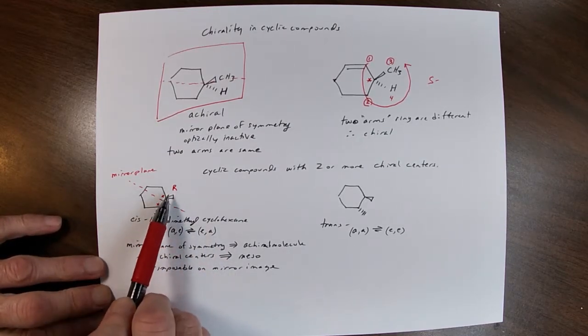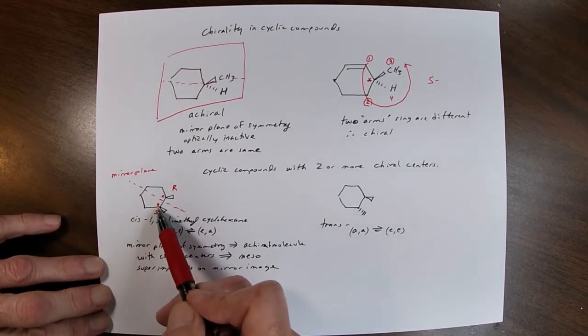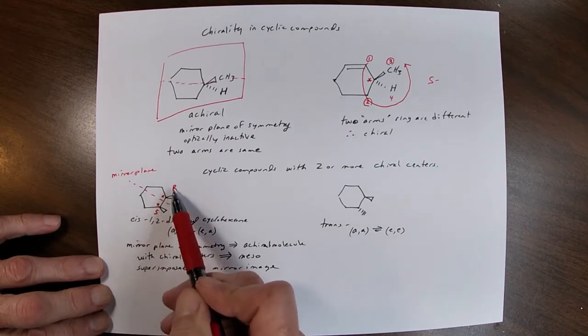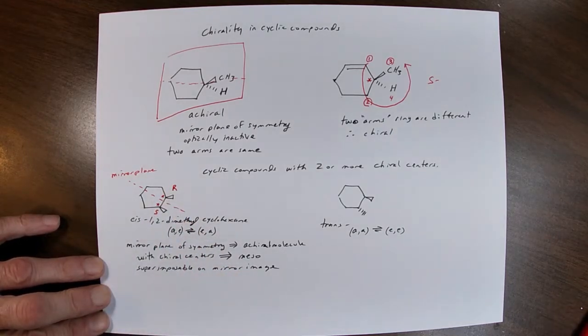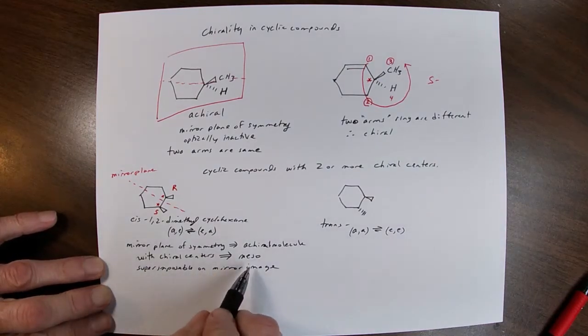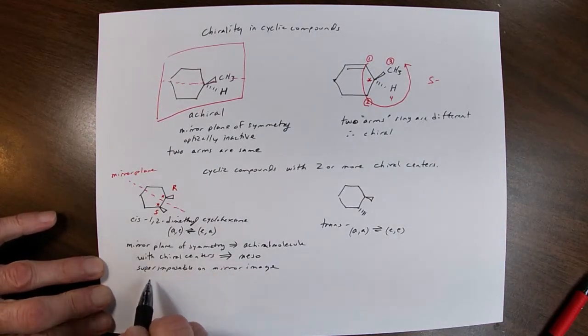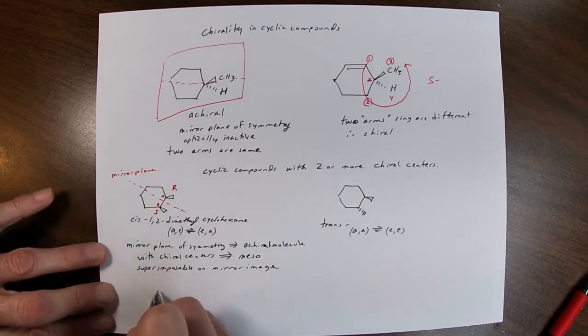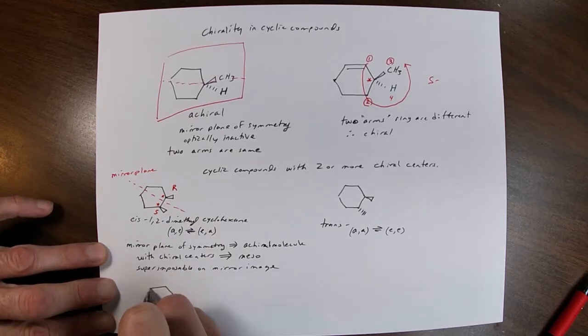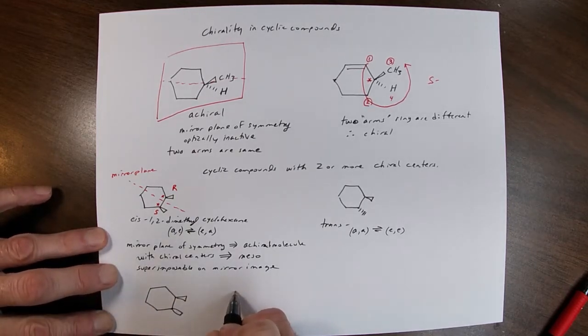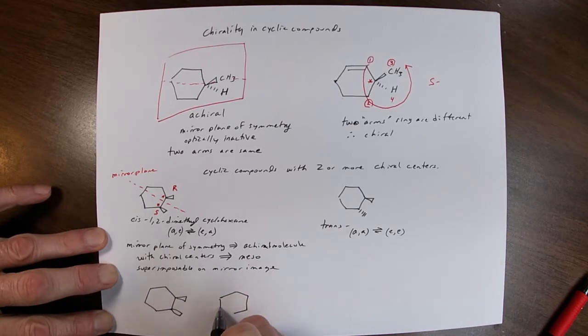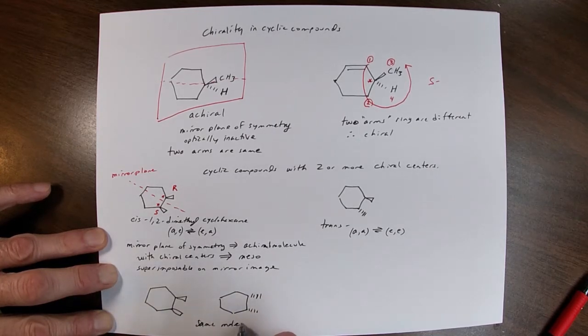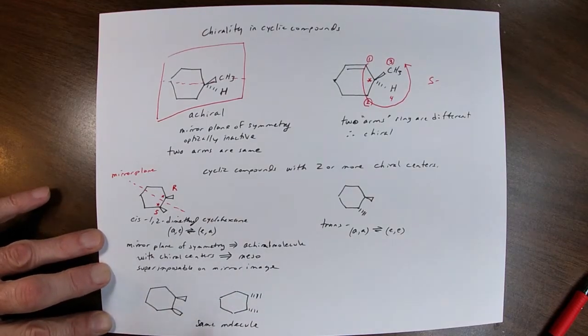Again, we don't say SR or RS because if I'm numbering this direction, it's 1S, 2R. If I'm numbering this direction, it's 1R, 2S. So it's neither, it is meso. So the cis exists as a single meso compound that is superimposable on its mirror image. In other words, if I draw the mirror image of this, okay, or I use, again, wedges and dashes, these are the same molecule. They are superimposable, so they are the same molecule.